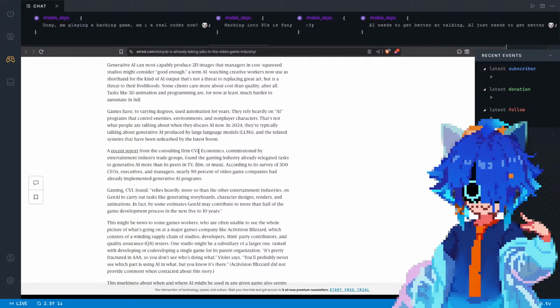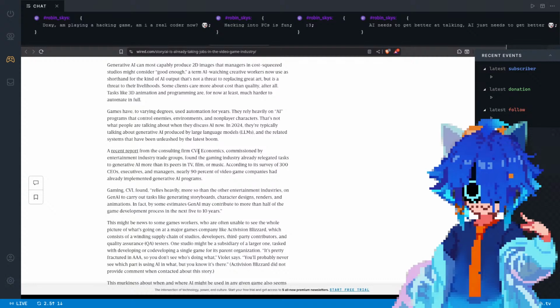A term AI-watching creative workers now use as a shorthand for the kind of AI output that's not a threat to replacing game art, but is a threat to their livelihoods. Some clients care more about cost than quality, after all. Tasks like 3D animation and programming are, for now at least, much harder to automate in full. We'll see.